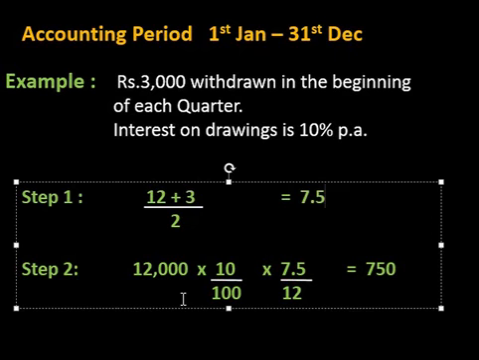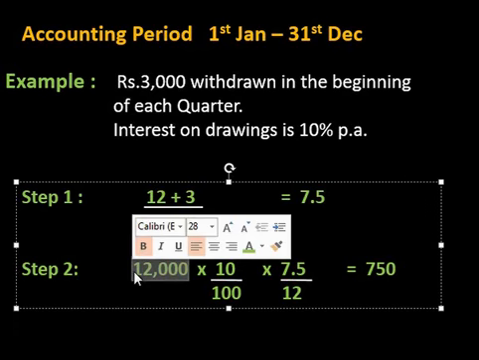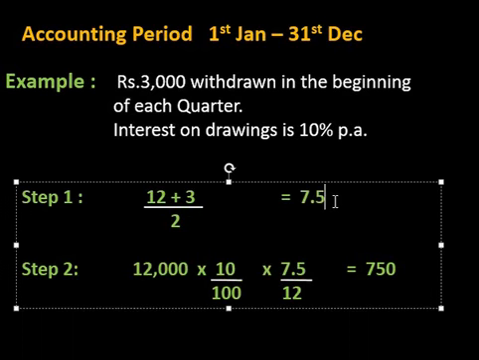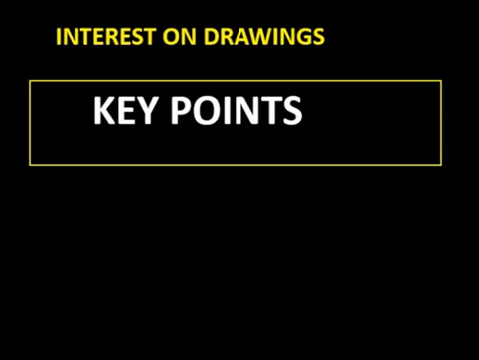Now come to step 2, total drawings during the year. 3,000 withdrawn in the beginning of each quarter. There are 4 quarters, so 3,000 is withdrawn 4 times. It means the total amount will be 12,000. 3,000 into 4 into rate over 100, which is already given in the question, 10%, into average period, which I have already calculated in step 1, 7.5 over 12, and my answer is coming 750, which is known as interest.